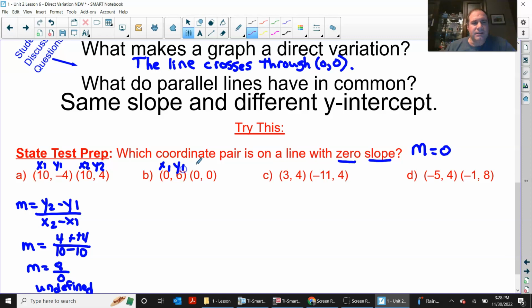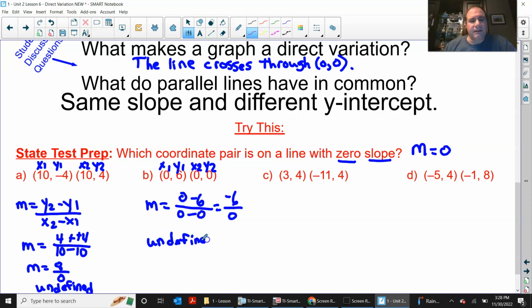So let's go to the next one. Remember, the top of your fraction has to be 0. I'm not going to keep on writing the formula down. You know it's y2 minus y1. So y2 is 0, y1 is 6. I could stop right there. I know that the top part of this is going to be negative 6. And 0 minus 0 is 0. So that means that it is undefined again. That's two undefineds. By the way, undefined slopes are vertical lines. So if you graph these, you would actually see that they were vertical.